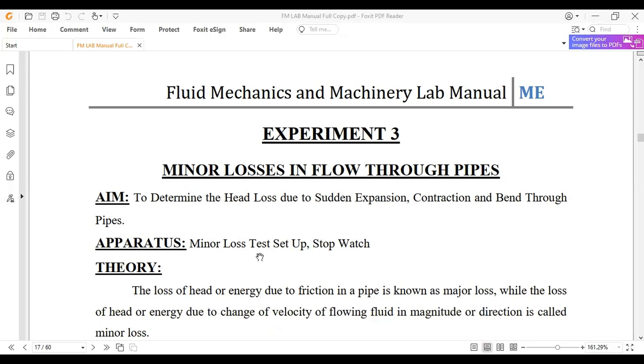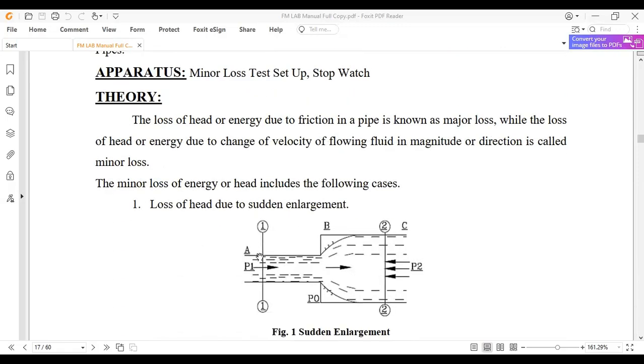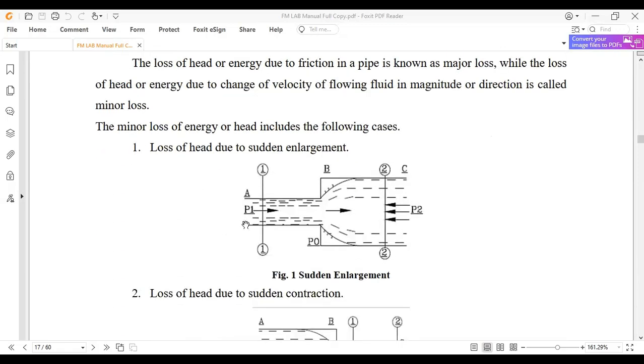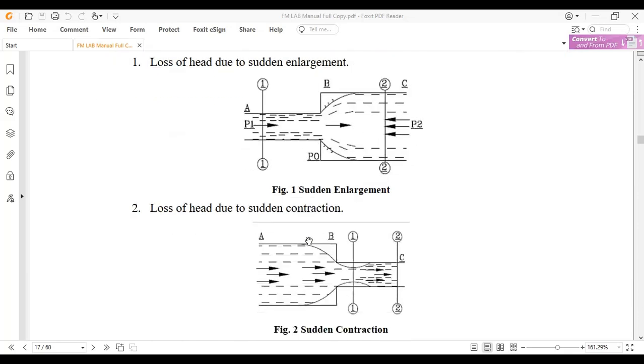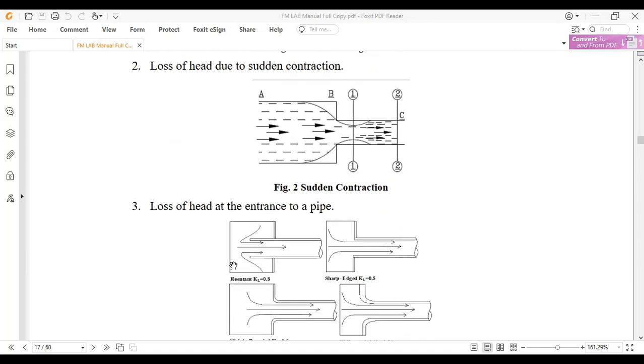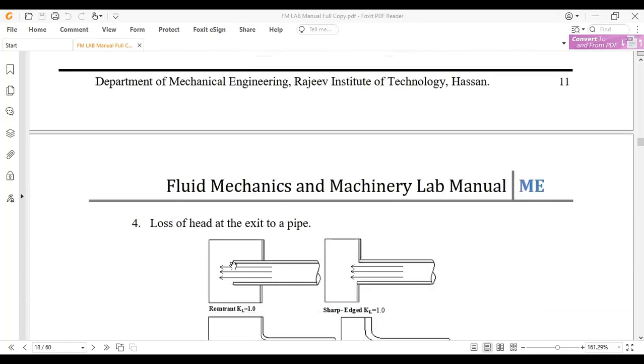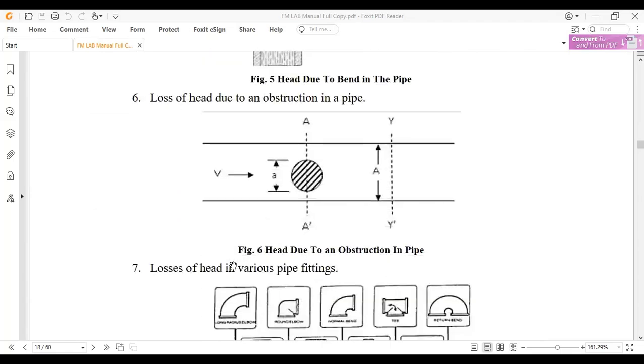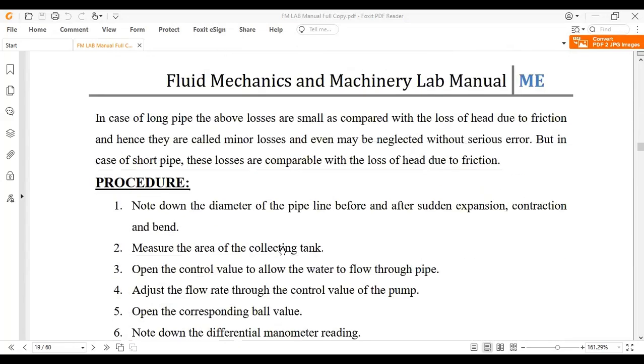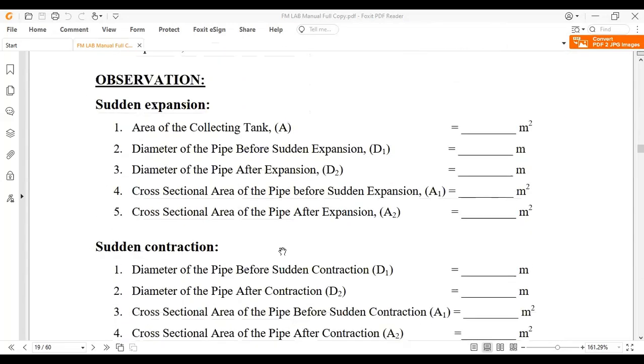This is what we call the sudden enlargement, where the diameter changes from a smaller diameter to a larger diameter, and the sudden contraction, where it changes from a larger diameter to a smaller diameter. All these things we saw in the experiment. Now we directly come to the observations. What observations do we require? I already mentioned there are four setups: sudden expansion, contraction, bend, as well as the elbow. Now come to the sudden expansion.